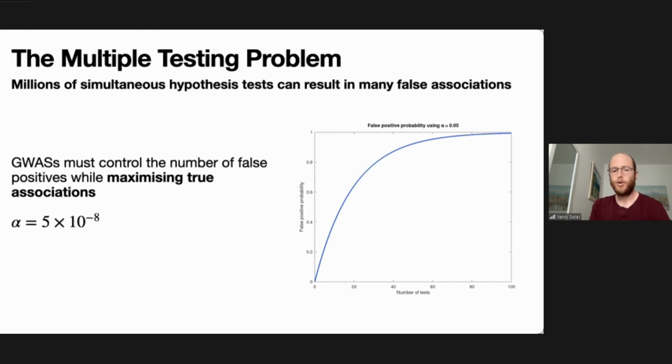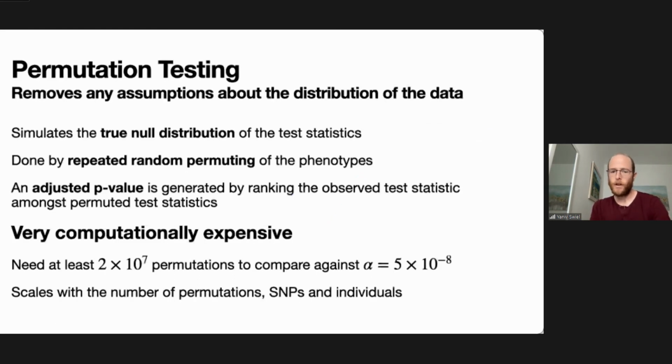Overly conservative control of the false positive rate leads to more missed associations, so GWASs employ a variety of methods to maximize the number of true associations. Knowing the true null distribution of the data lets us control the number of false positives more effectively. Using the F statistic to generate a p-value implies that the data is sampled from the F distribution, which may not be true. Permutation testing does not make any assumptions about the distribution of the data.